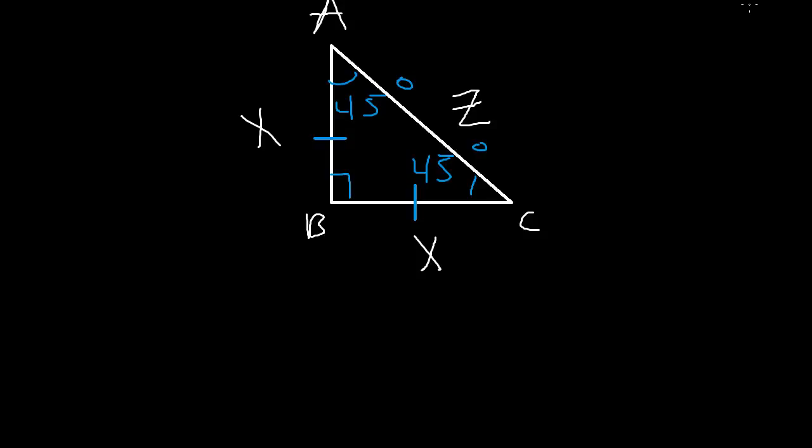So let's remember what the Pythagorean theorem says. It says that the sum of the squares of the two legs is equal to the square of the hypotenuse. So let's go ahead and write that down. X squared, so let's do this x squared first, this one right here, and then plus the other x squared is equal to z squared, which is the hypotenuse.